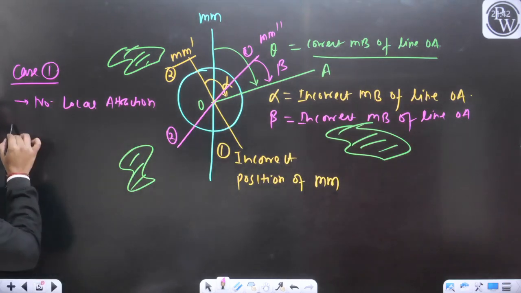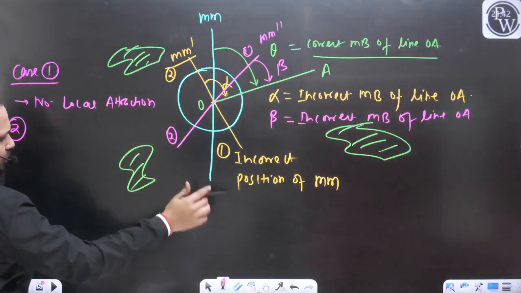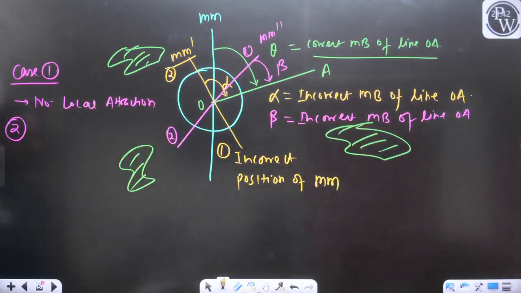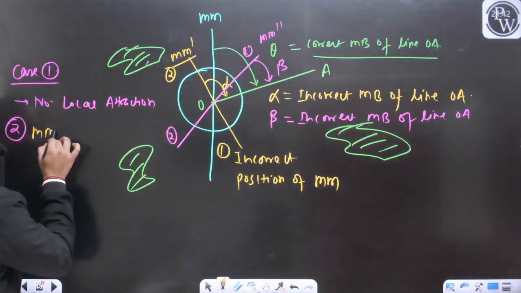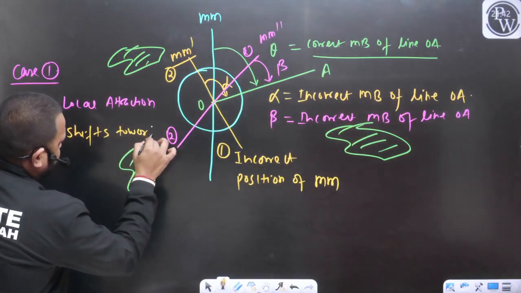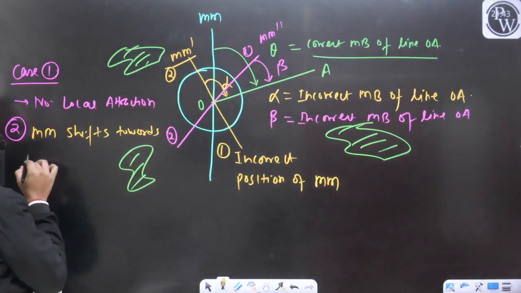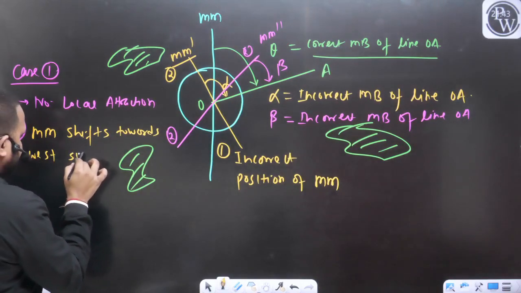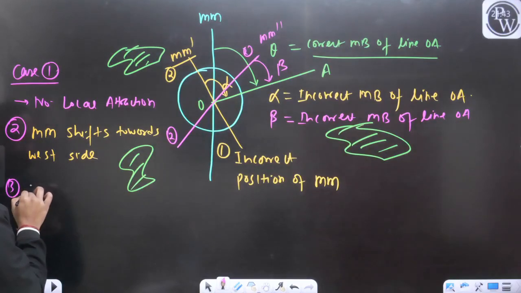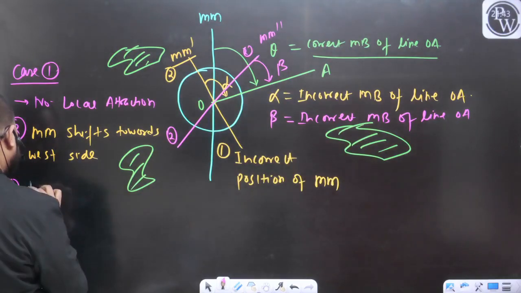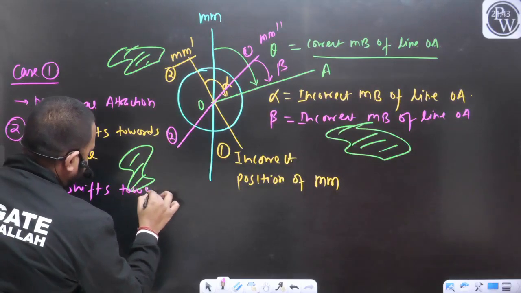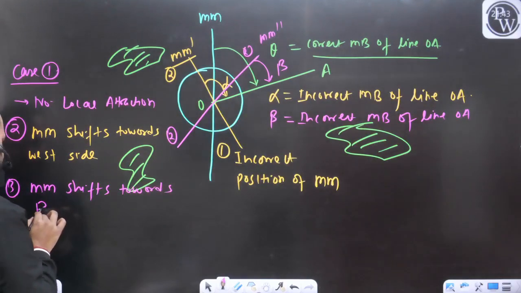In case 2, due to the local attraction, this yellow line, the magnetic meridian shifts towards the left side, or you can say the west side. And in the third example I have considered, due to the effect of the local attraction, the magnetic meridian shifts towards the right side or east side.